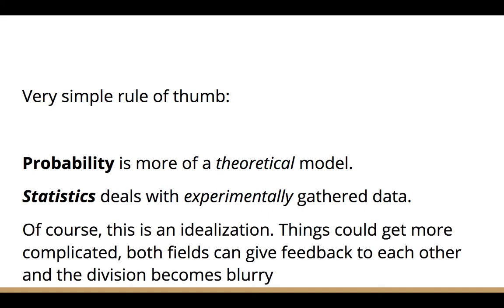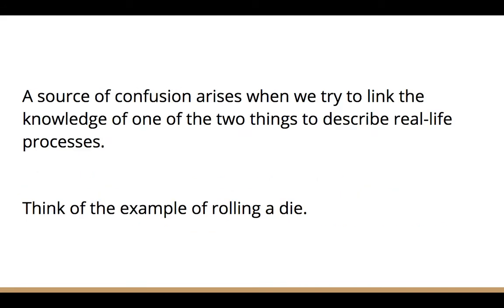Of course, this is highly idealized. Things get more complicated. Probability in turn can be used to predict things about the world, and statistics is used to actually come up with models, with mathematical abstract models for probability, and again say things about the world. So both give feedback to each other, and when we're describing real life processes, the difference gets blurry. Let's see how this works.